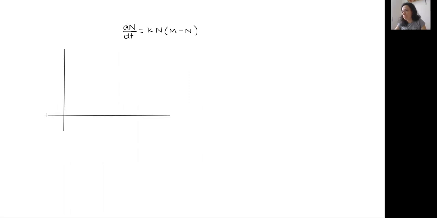So I have my equation for the model of the virus: dn over dt is equal to k times n times m minus n. And I know that if I model this, I don't know exactly what the rate is, but I'm going to have a maximum capacity, which is the population of my city.